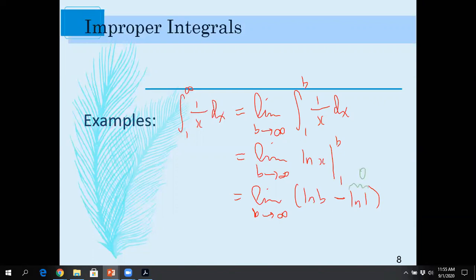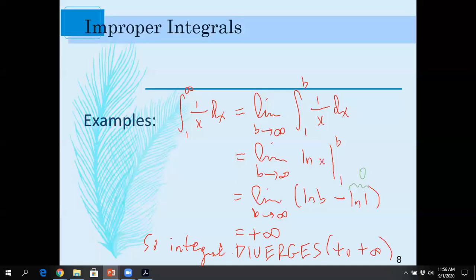What about logarithm of b? What does that go to as b goes to infinity? What's the logarithm function go to as b goes to infinity? It goes to infinity, albeit pretty slowly, but it's still plus infinity. So what do we say here? The integral diverges. And in this case, we could even say to what? To positive infinity, okay?